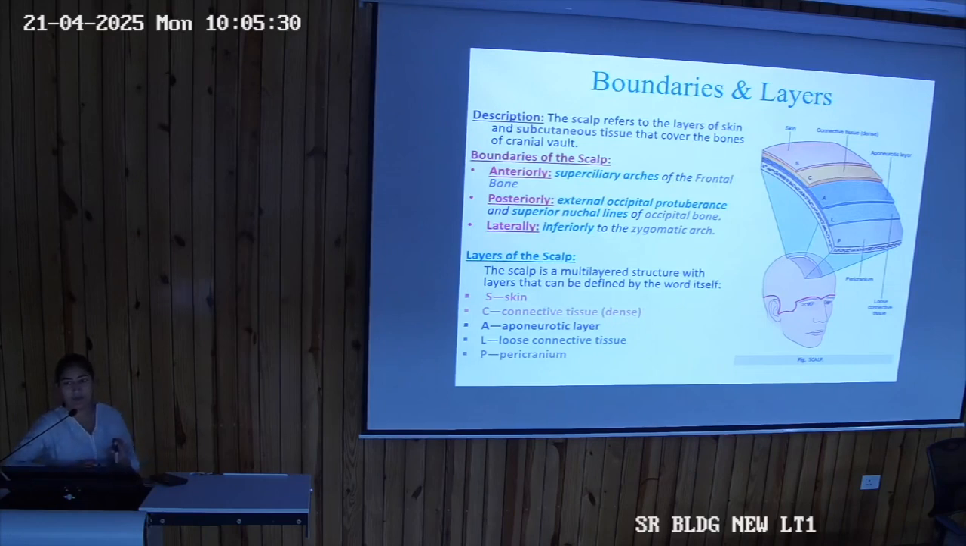Yes? S-C-A-L-P. So don't forget the names of these layers. S starts with the skin, C with the dense connective tissue, A aponeurotic layer, L loose connective tissue, and P pericranium.